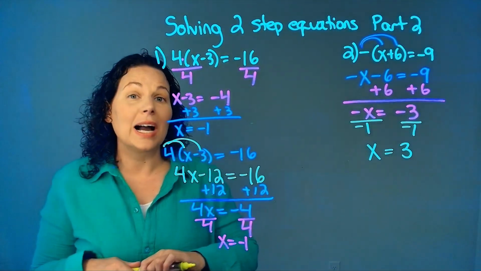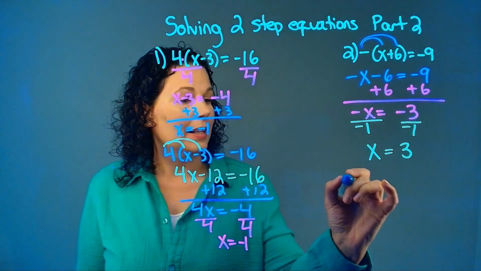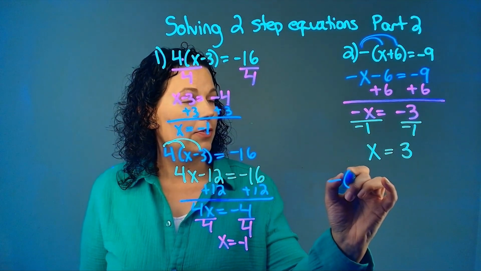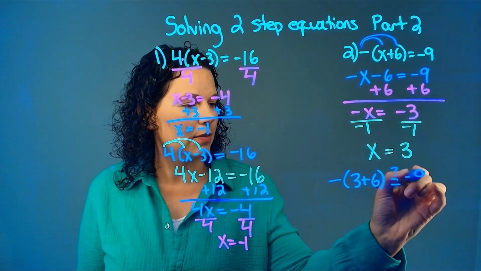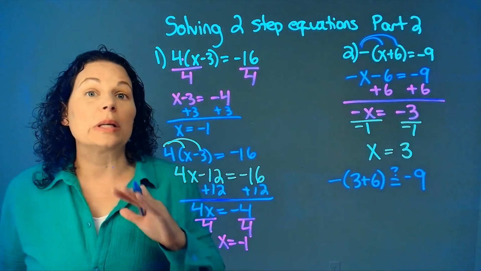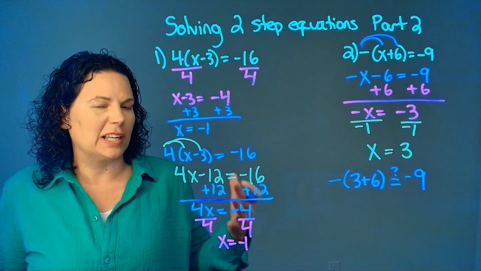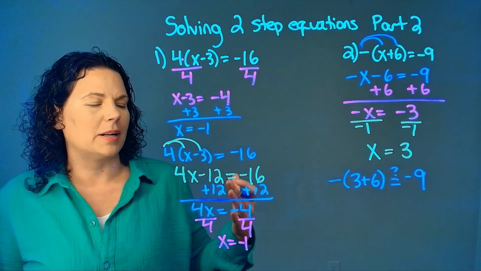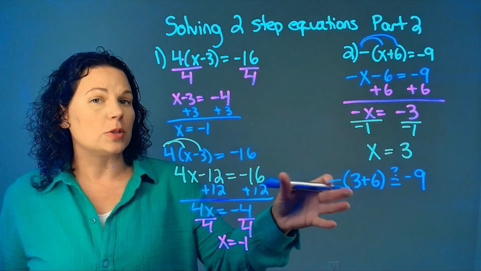And I do highly encourage you to go back and check these. You can plug it back in and get, does negative parenthesis 3 plus 6 equal negative 9? Now we're doing regular order of operations, okay? We're not solving an equation. We're just working it out. We're not combining like terms. We're combining whatever we can using order of operations.